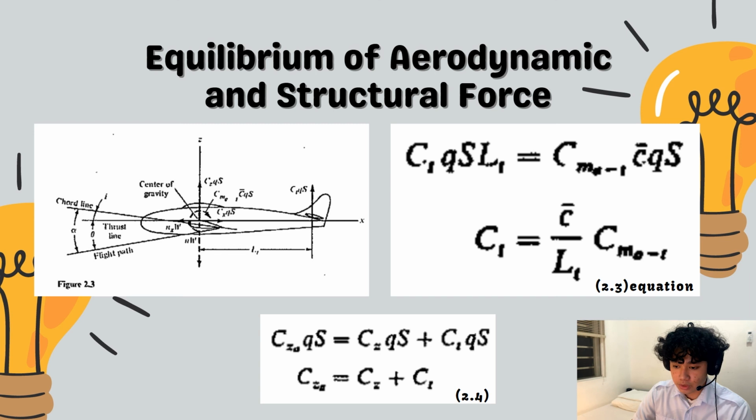Since the pressure distribution of the horizontal tail varies according to the attitude of the airplane, L sub t theoretically varies from different loading conditions. This variation is not great, and it is customary to assume L sub t constant by using a conservative forward position of the center of pressure on the horizontal tail. The total aerodynamic force on the airplane in the z direction, C sub z sub O qS, is equal to the sum of the force C sub z qS on the airplane less tail and the balancing tail load C sub t qS.